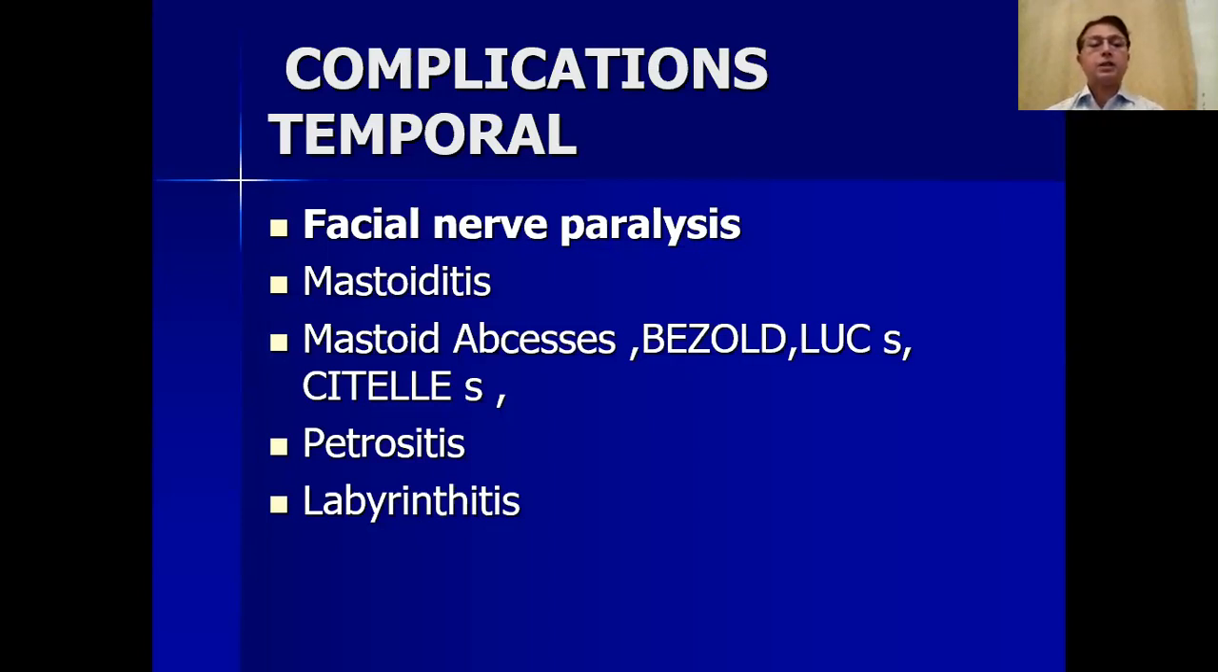Extracranial complications are facial nerve paralysis, mastoiditis, and various abscesses in and around the ears. If the abscess is along the tract of the sternomastoid muscle, it's called Bezold abscess. If it's in the deep meatus, along the top, along the roof, that is called Luc abscess. If it is along the posterior belly of the digastric, it is called Citelli's abscess.